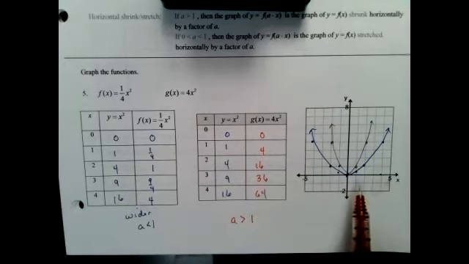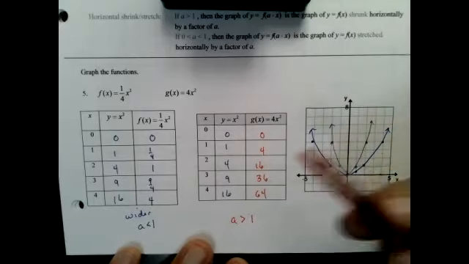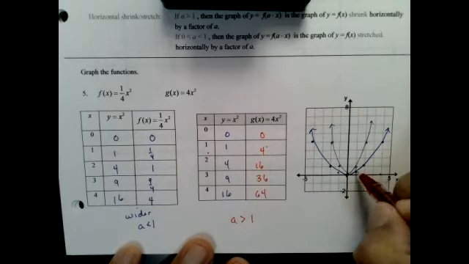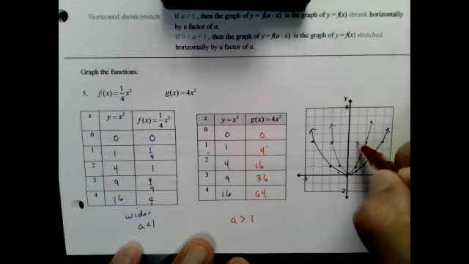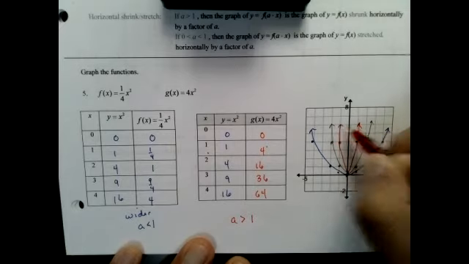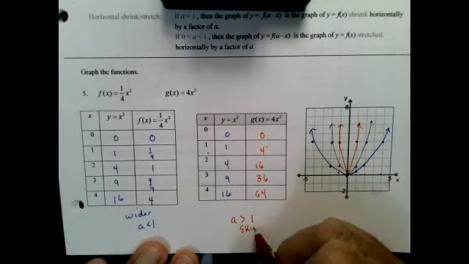When it was less than 1, it was wider. When it's greater than 1, I have the point 0, 0. I have the point 1, 4. So at 1, 2, 3, holy smokes, I'm already up there. And this graph is going to grow faster. It's skinnier. Grows faster.